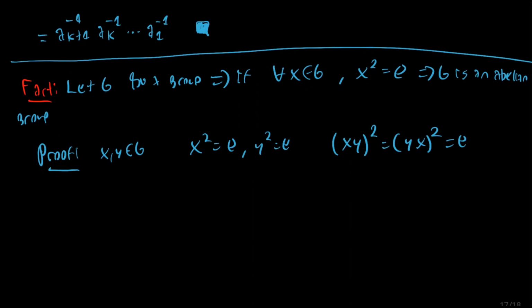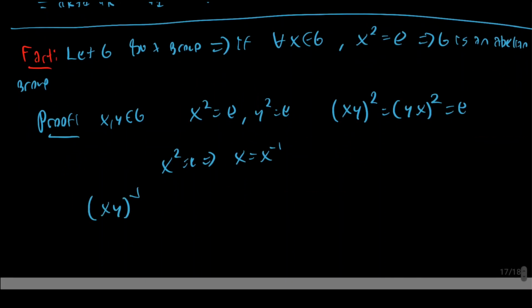And the second observation is that if x has order 2, then x is its own inverse. So every element of G is its own inverse. And consequently, (xy) to the minus 1 is going to be equal to xy, and (yx) to the minus 1 is going to be equal to yx.